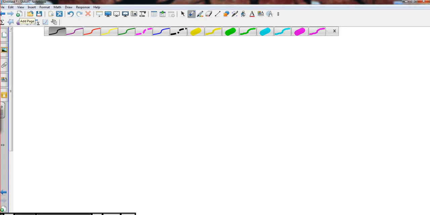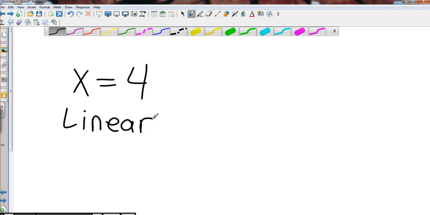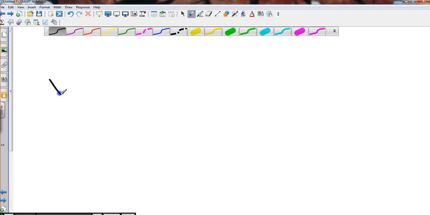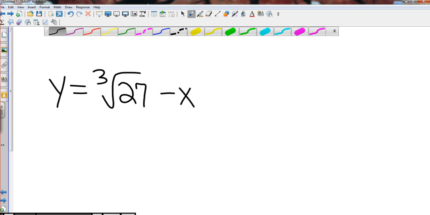Okay, so let's go through a few. x equals 4. Linear or not linear? Linear. Again, all it has to have is an x value, a y value, or an x and a y in the equation. What do you think? Those of you who say linear, how come? Because that simplifies to just 3 minus x. So the cube root of 27 can simplify. So now it has a y, it has an x, there's no exponents, there's nothing else. This is absolutely linear.